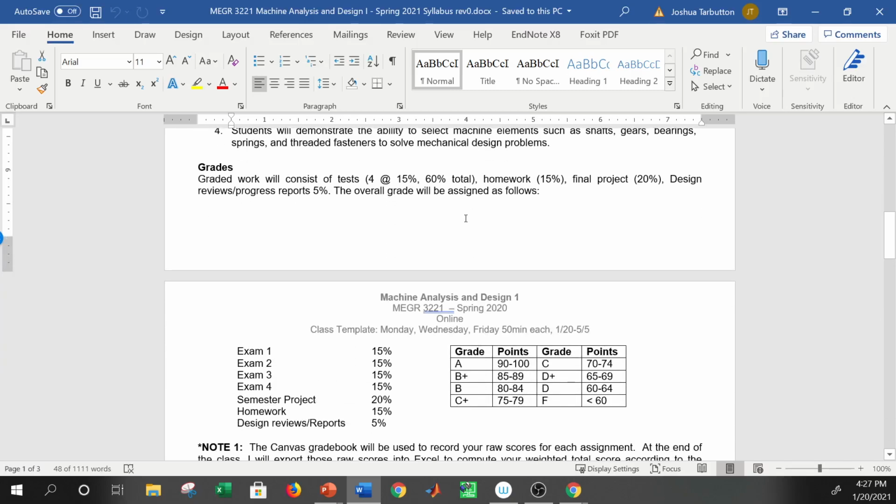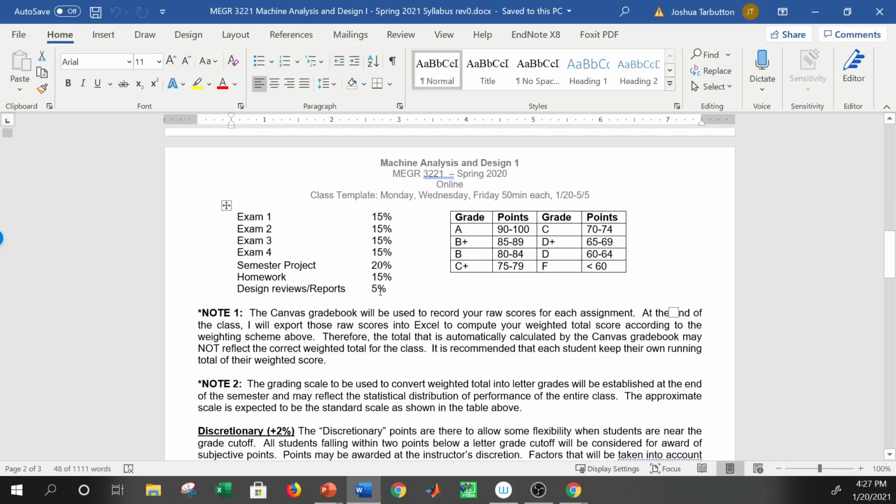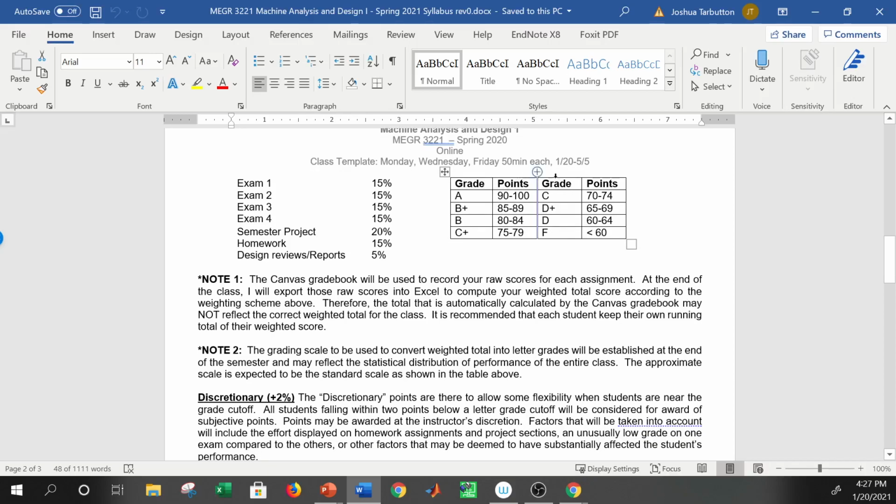So the grades. There are going to be four tests that are 15% each, or 60% of the total. Homework is 15%. Final project is 20%. And design reviews and progress reports are 5%. This is the grade summary here. If you get a 90 or above, you get an A in the class. If you get less than a 60, you don't get an A. It's your normal grade bins.